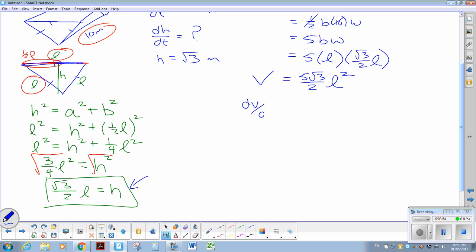dV by dt will equal, the 2's will cancel. I'll write that in for now. 5 root 3 over 2 L dL by dt. And I really didn't want it, I wanted it in terms of height. But we can do this. Can we do this the long way?